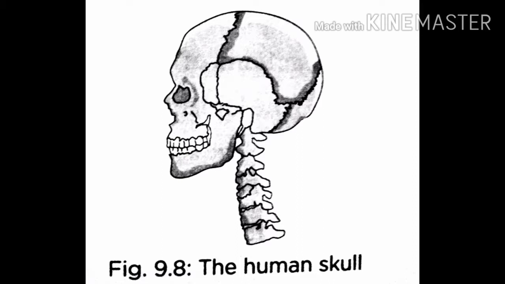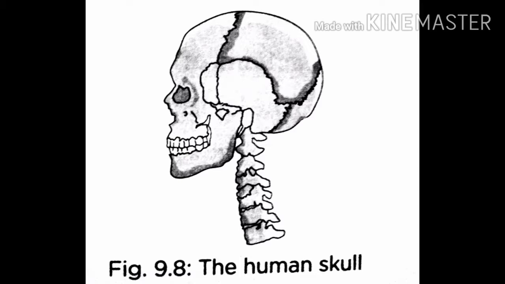The skull is formed by a number of bones joined tightly together. All its bones are immovable. The skull is the bony structure present in the head.